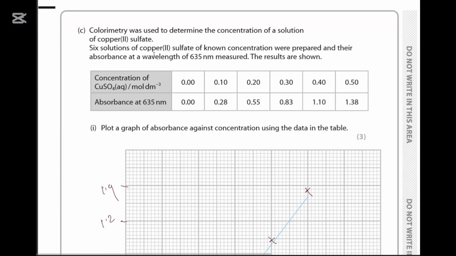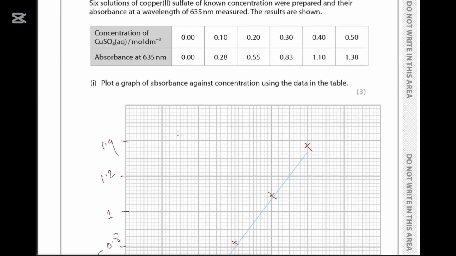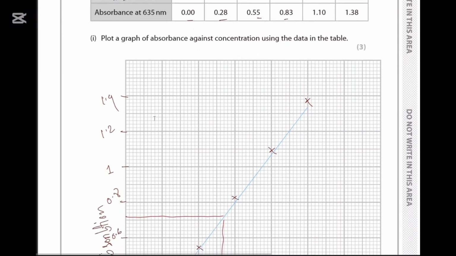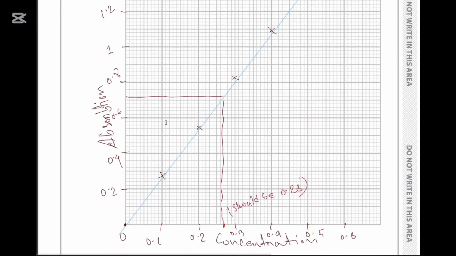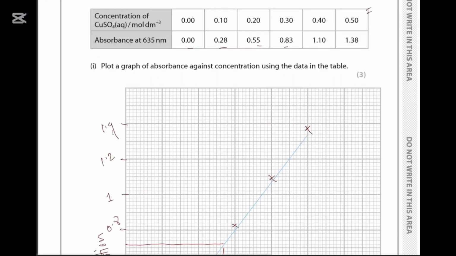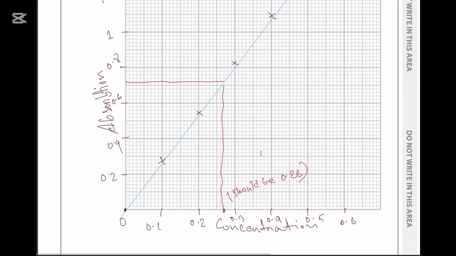Then we have colorimetry, which was used to determine the concentration of a solution of copper sulfate. There are six solutions of copper sulfate. I'm given a table, and then I'm asked to plot a graph of absorbance, which is these values, against concentration. Since concentration is the independent variable, I put concentration on the x-axis and absorbance on the y-axis, and if I plot a graph, it will be a straight line, as you can see.